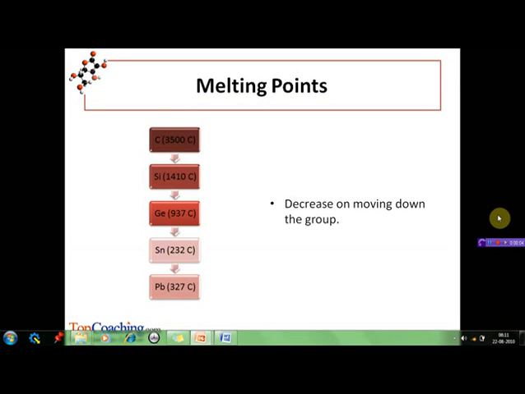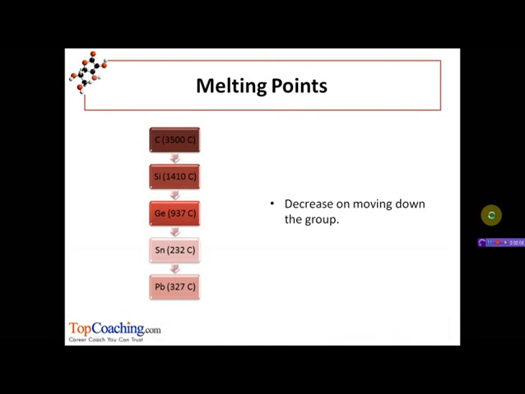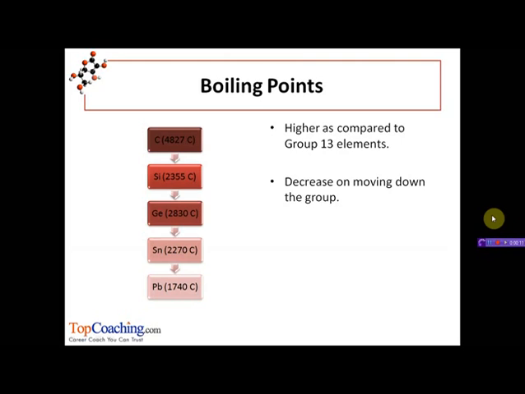The group 14 elements show a general decrease in their melting points as we move down the group. The same is the case with their boiling points. The melting and boiling points are higher as compared to the group 13 elements.